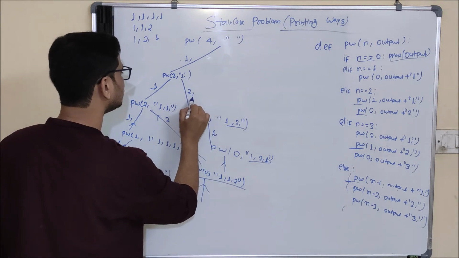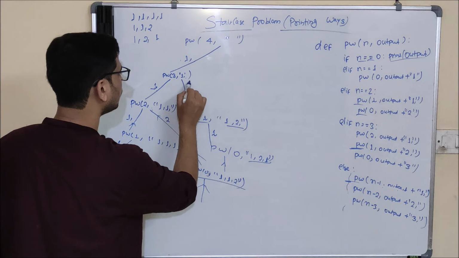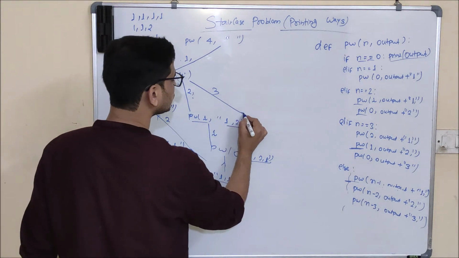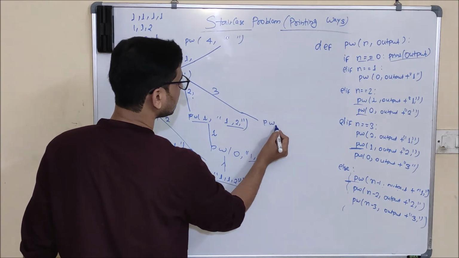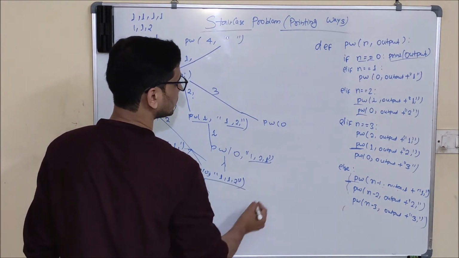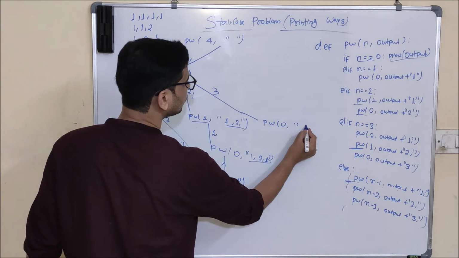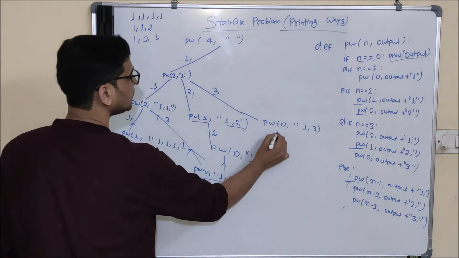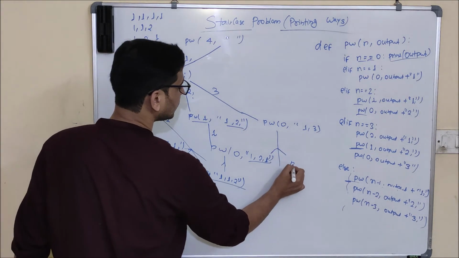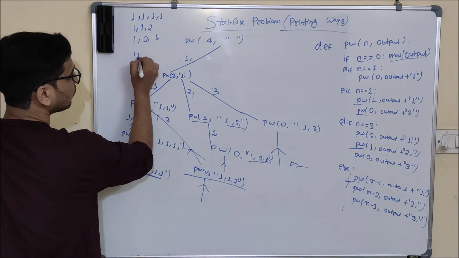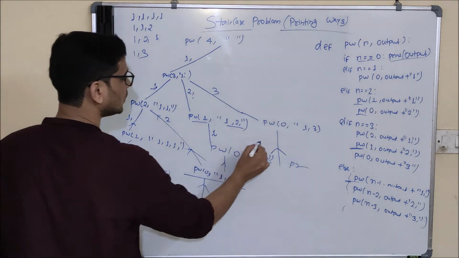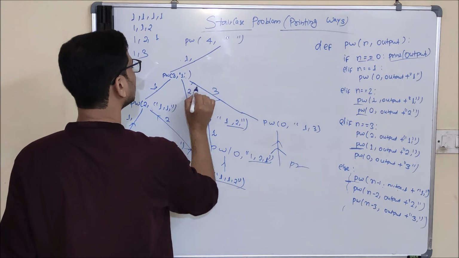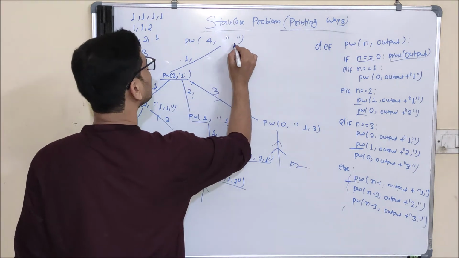I have taken a 2-step jump from here and now I will take a 3-step jump. When I take a 3-step jump, I will have 0 more steps remaining and I will append 1, 3 in the output. So when pw of 0 is called, it will print our output, that is 1, 3. This function will end, this will end, and this will end.